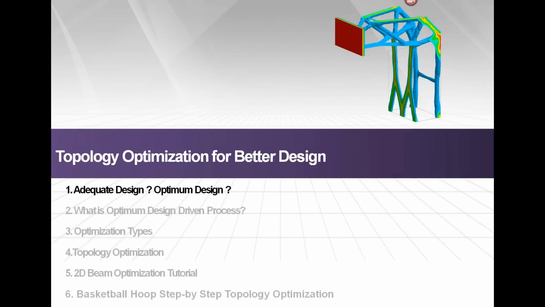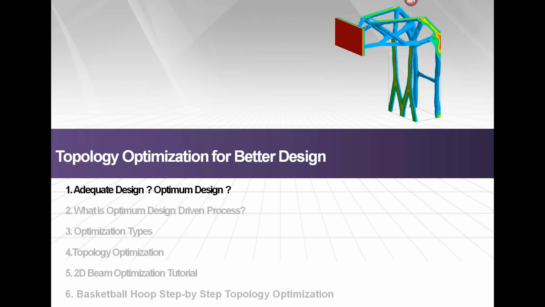So first of all, what is adequate design and optimum design? What is the difference? What do I call an optimum design driven process? And what are the optimization types? The topology optimization as well will be the main subject, of course. So it will be in the fourth part that I will explain the theory about that.